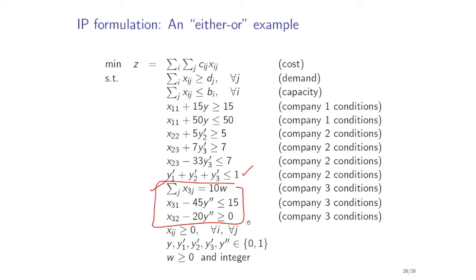Of course, we introduced 1, 2, 3, 4, 5, 6 new variables other than the original variables. These are the physical variables. Y and y prime 1, y prime 2, y prime 3, and y double prime are the binary variables that we introduced. We also introduced an integer variable denoted by w, which is non-negative and integer. This is the final model for this problem.